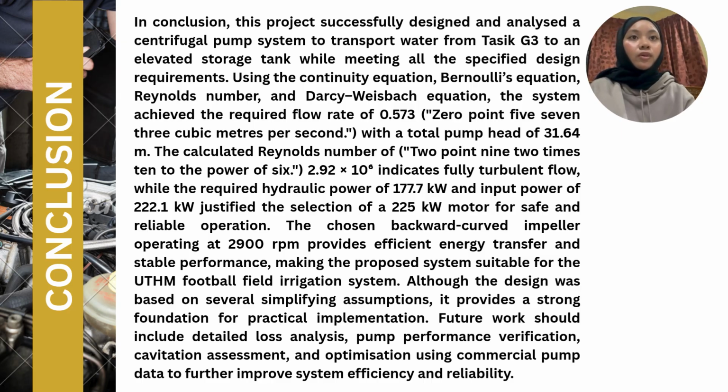The calculated Reynolds number of 2.92 times 10 to the power of 6 indicated turbulent flow, while the required hydraulic power of 177.7 kilowatt and input power of 221 kilowatt justified the selection of 225 kilowatt motor for safe and reliable operation. The chosen backward curved impeller operating at 2,900 RPM provides efficient energy transfer and stable performance, making the proposed system suitable for the UTHM football field irrigation system.